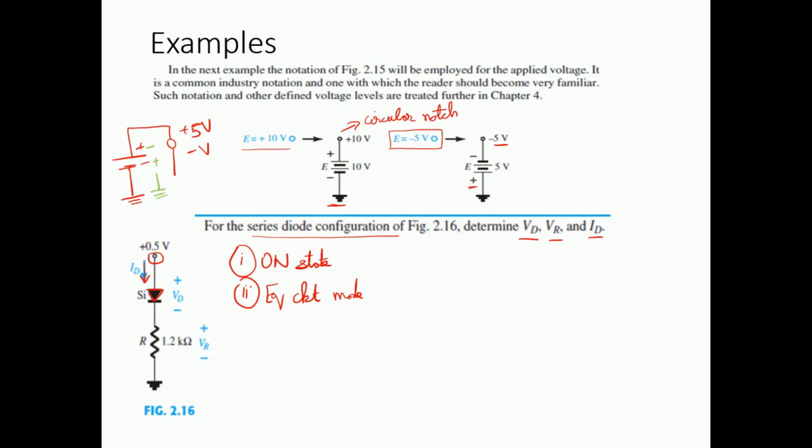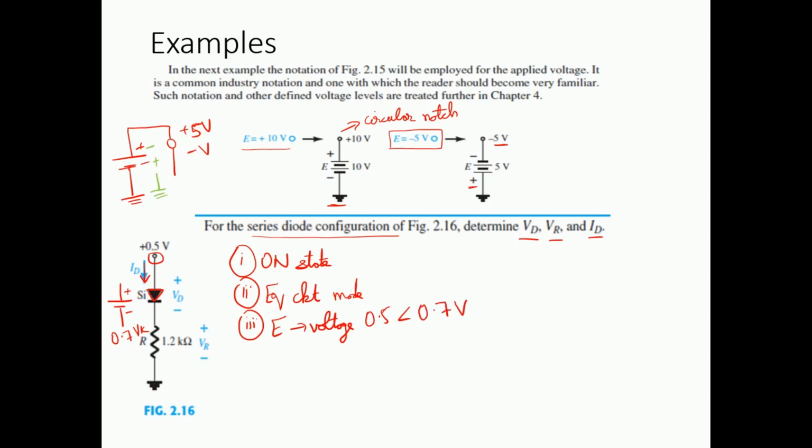If you are using the approximate model, this can be replaced by its symbol. So this will be 0.7 volts, which is basically Vk. If it's an ideal model, the diode will remain the same. Thirdly, before applying KVL, we need to see whether this diode is going to conduct or not, whether enough voltage is applied or not.